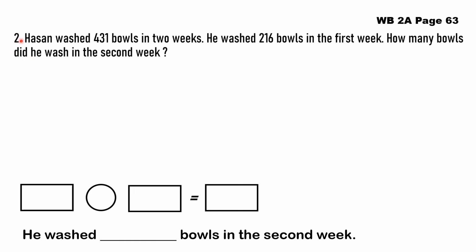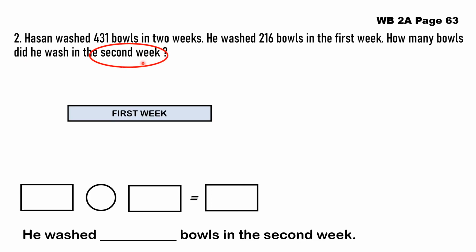Now let's go to question 2. Hassan washed 431 bowls in 2 weeks. He washed 216 bowls in the first week. How many bowls did he wash in the second week? So we have 2 weeks here. Okay, the first week and the second week.